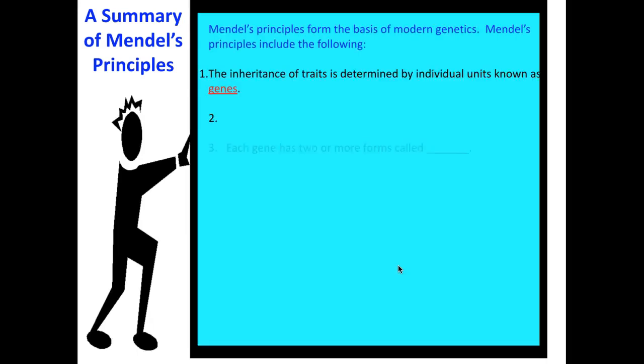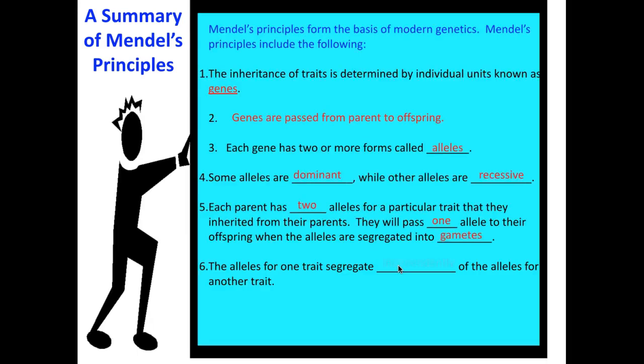All right. So summary of Mendel's principles. Let's go ahead and write these down. The inheritance of traits is determined by individual units known as genes. These genes are passed from parent to offspring. Each gene has two or more forms called alleles. Some alleles are dominant, while others are recessive.